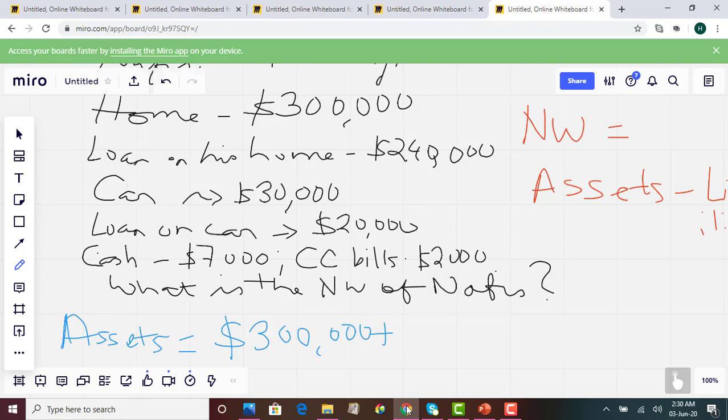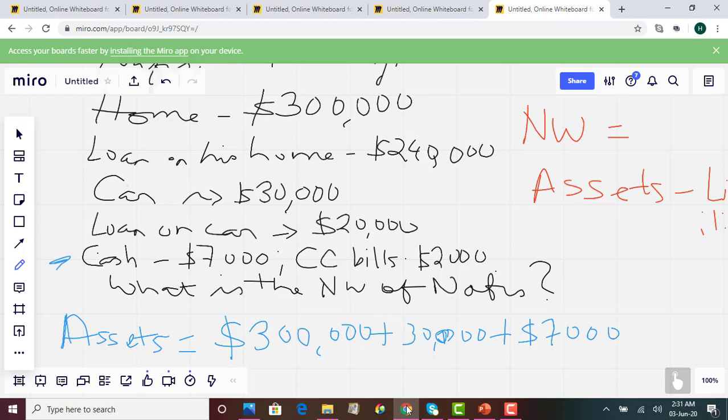Then the next one is a car. He owns the car, so that's something he owns, and we are going to add it here, 30,000. Again, the loan on the car will not be included because that's a liability he has to pay back to the bank, so that is not included. Then we have cash of $7,000. Now that's something he owns, he has that money, so he owns cash, so we will add 7,000. And then he has credit card bills. So credit card bills are definitely not assets. These are something that he needs to pay back to his credit card companies. So this is not an asset. So it will be included under liability.